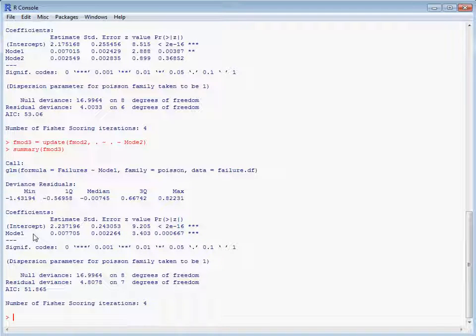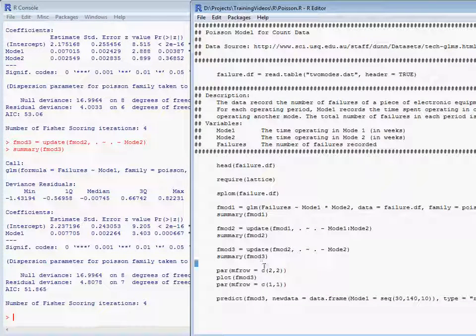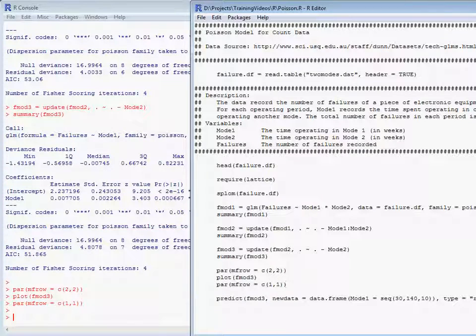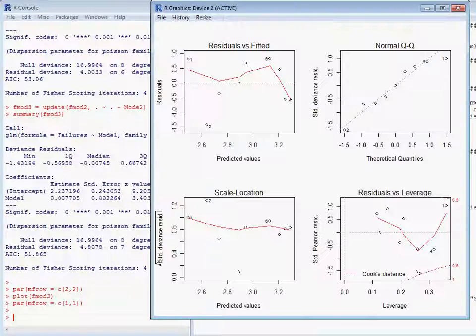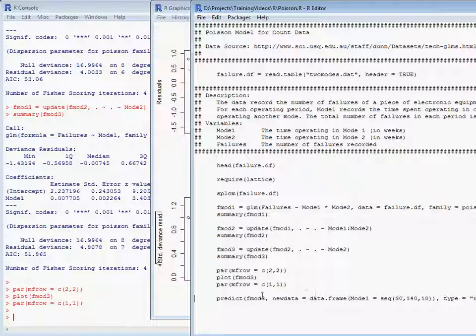So then we can look at our diagnostics, and for a model with this number of data points, the various diagnostics don't suggest any major problems with this model.